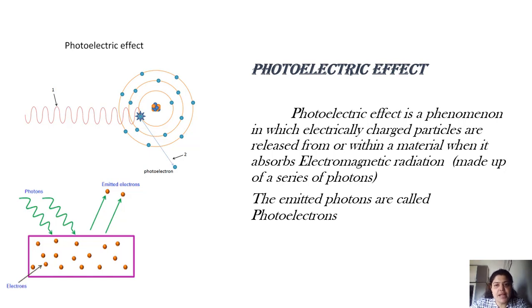As we've already done in the practicals, we know that a photodiode works on the principle of the photoelectric effect. Let me first brief you on what the photoelectric effect is. The photoelectric effect is a phenomenon in which electrically charged particles are released from or within a material when it absorbs electromagnetic radiation. What do you mean by electromagnetic radiation? Light, that is small packets of light.